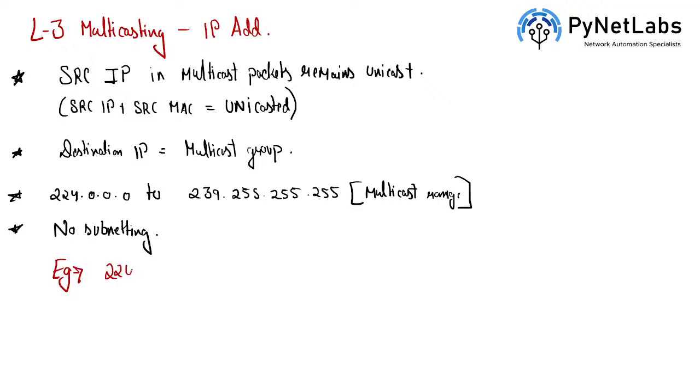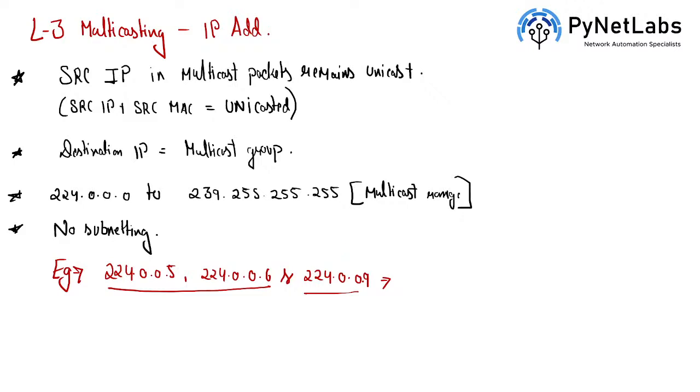We do have some IPs like 224.0.0.5, 224.0.0.6, and 224.0.0.9. These first two are the IPs used for OSPF, and 224.0.0.9 is used for EIGRP. These are the basic things about layer 3 multicast IP addressing.